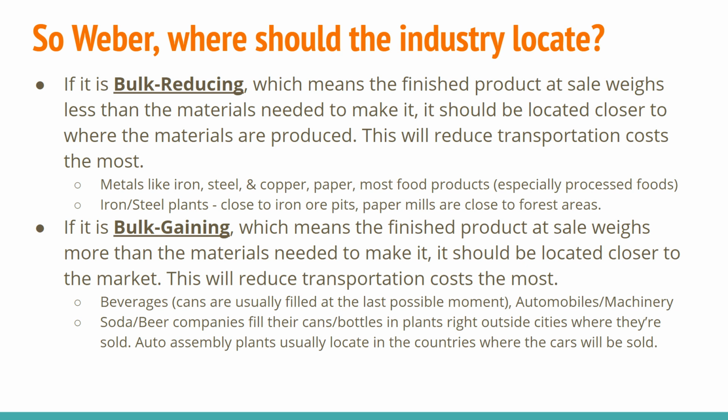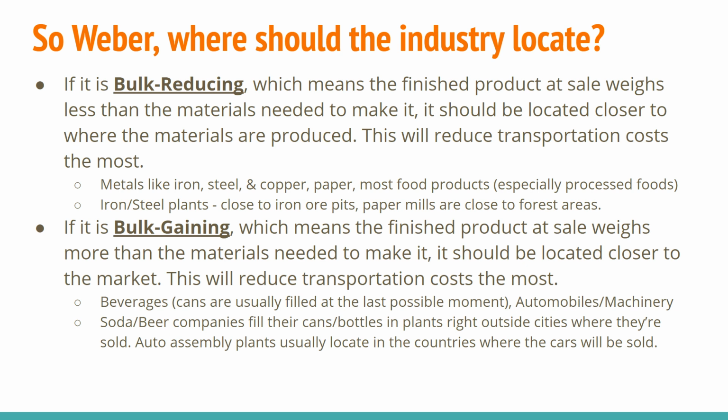Well, Weber says if it's bulk reducing, which means the product at sale weighs less than the materials needed to make it, then you should locate it closer to where the materials are produced. That's going to reduce transportation costs the most, right? Metals like iron, steel, and copper. Guys, think of how much earth has to be extracted in order to get that iron, steel, and copper. They extract massive tons worth of earth and end up getting relatively small pieces of iron, steel, and copper out of it. That's bulk reducing, right?